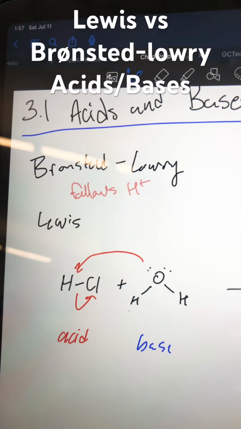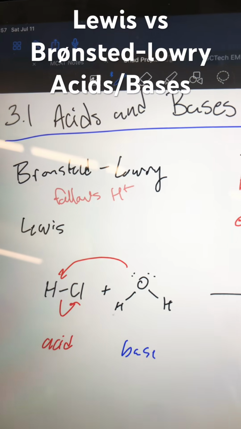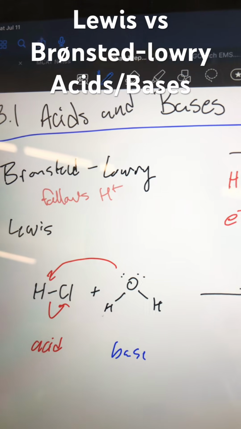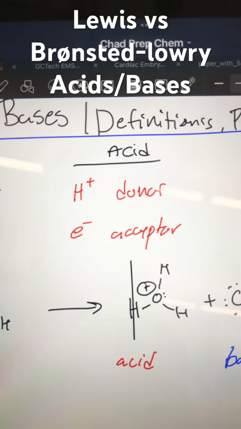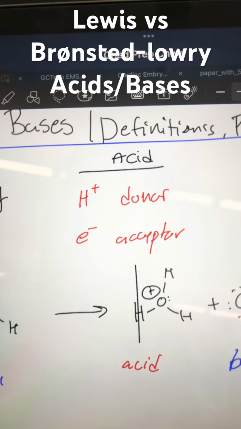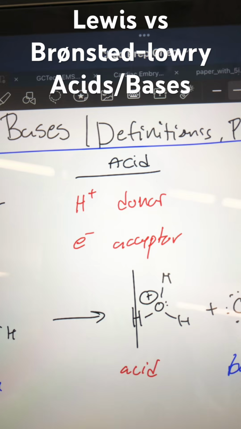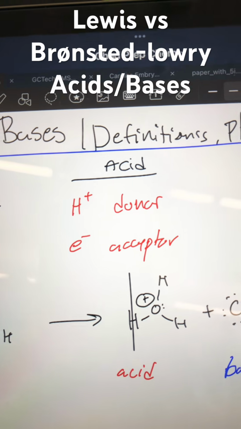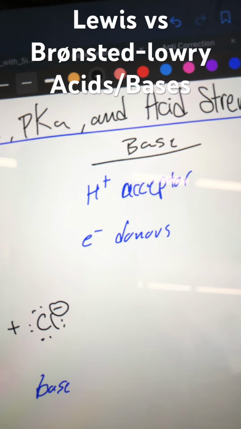Hey guys, let's quickly go over acids and bases with the two main definitions. So that's Brønsted-Lowry and Lewis acids and bases. For acids, Brønsted-Lowry is based off of where your hydrogen is, or where your proton is. An acid is defined as a hydrogen donor, and a base is a hydrogen acceptor. And this is for Brønsted-Lowry.